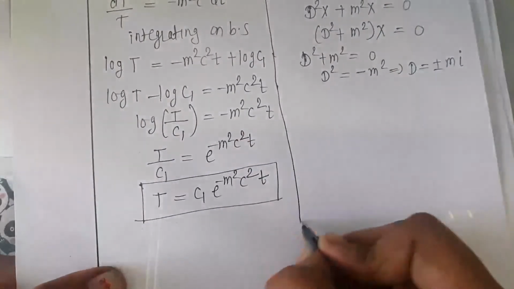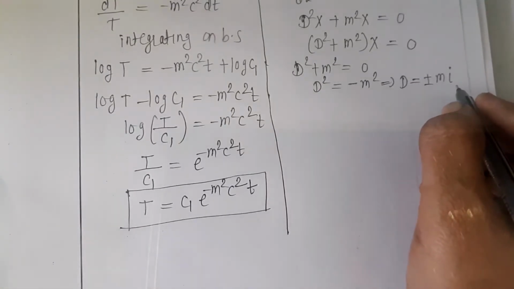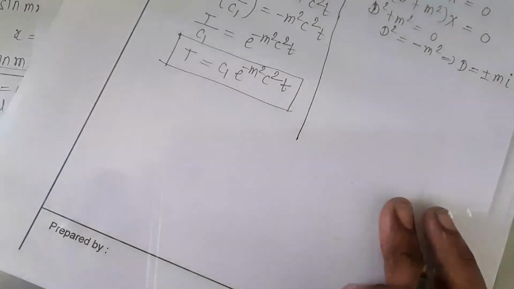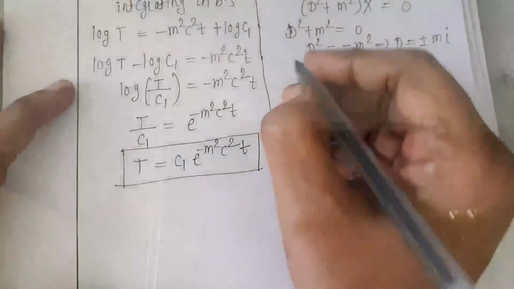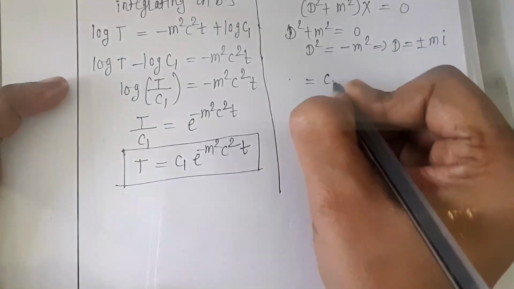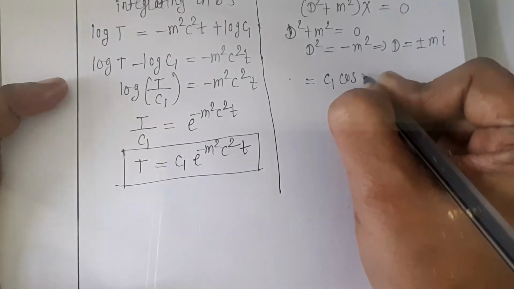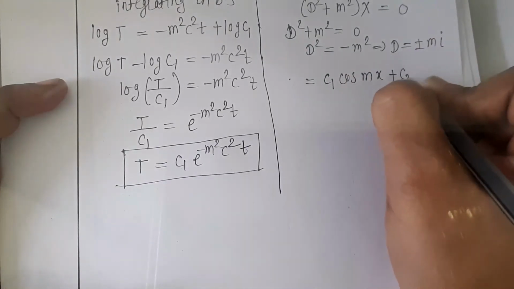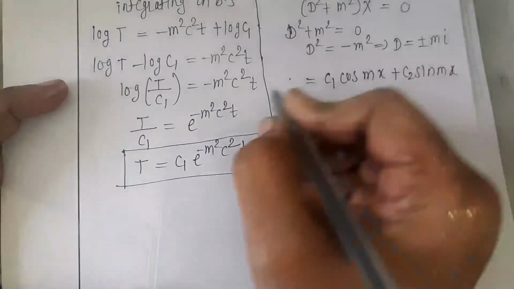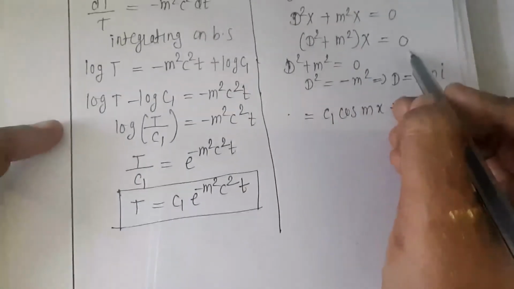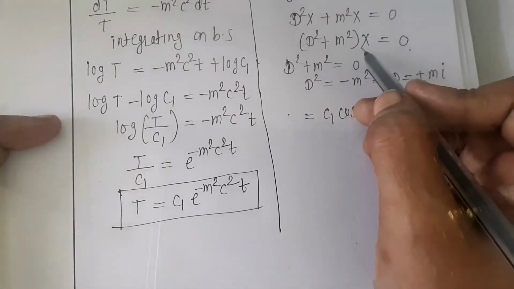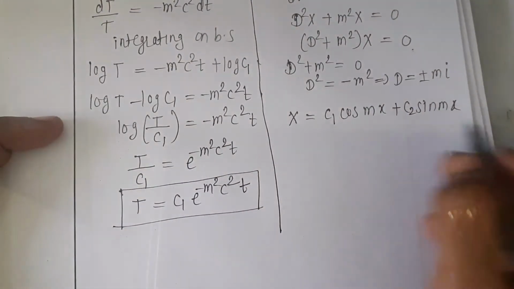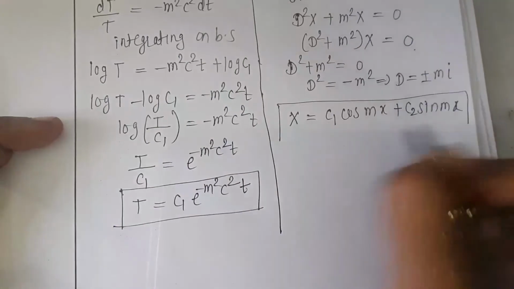The second solution which we obtained is D is equal to plus minus mi. If the roots are imaginary, then we can write the complementary function CF as c1 into cos of mx plus c2 into sine of mx. But this is our CF, and the right hand side is 0. So right hand side is 0 means only the CF is the solution, and the dependent variable is x. So x is equal to c1 cos mx plus c2 sine mx. This is the other solution for x.